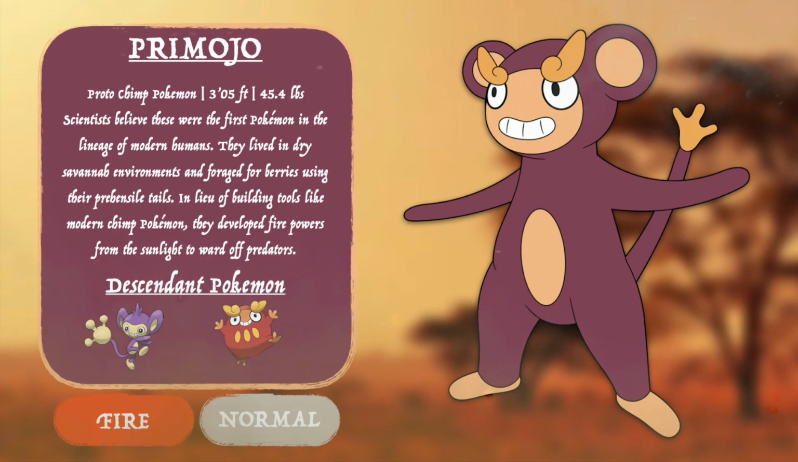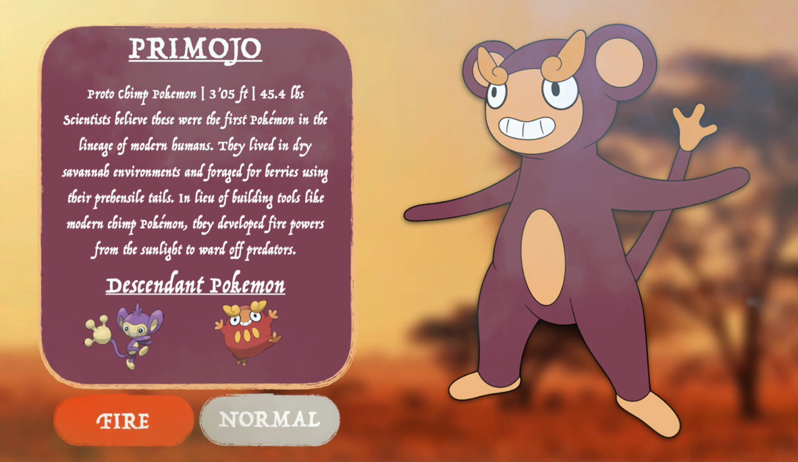So all of that gave us Primojo, the Proto-Chimp Pokemon, from primate or prime, indicating that it's the first, and Mojo, which means energy. Scientists believe that these were the first Pokemon in the lineage of modern humans. They lived in dry savanna environments and they foraged for berries using their prehensile tails. In lieu of building tools like modern chimp Pokemon, they developed fire powers from the sunlight to ward off predators.